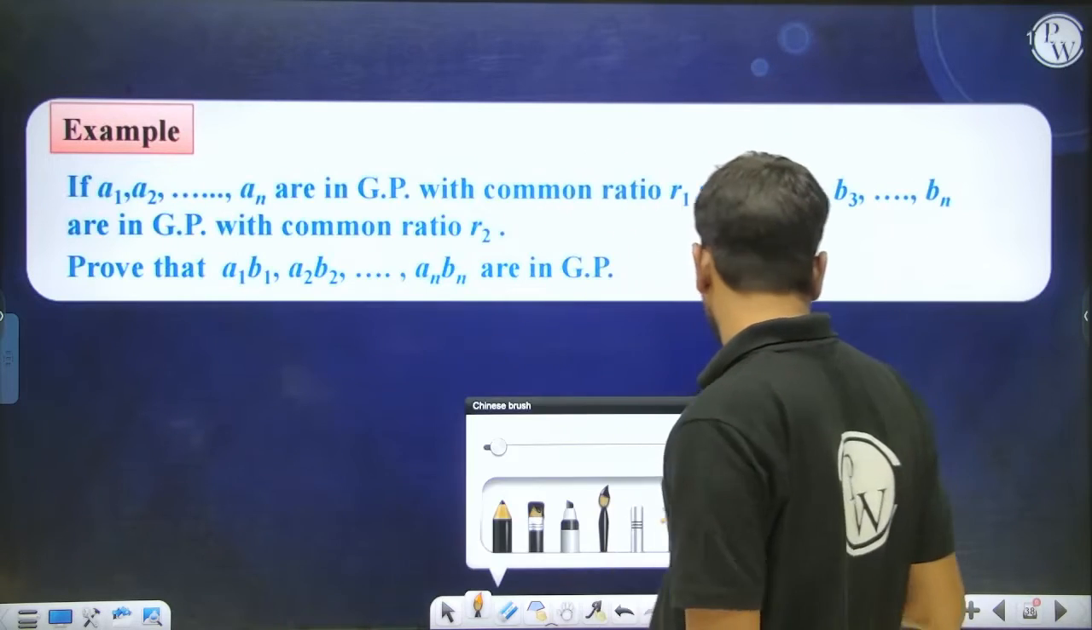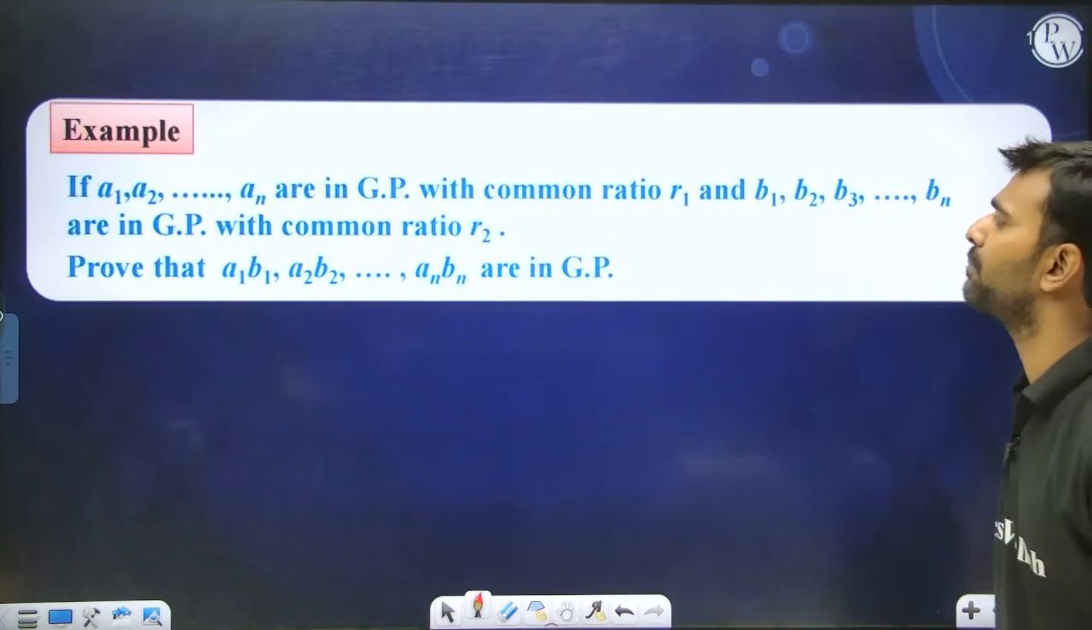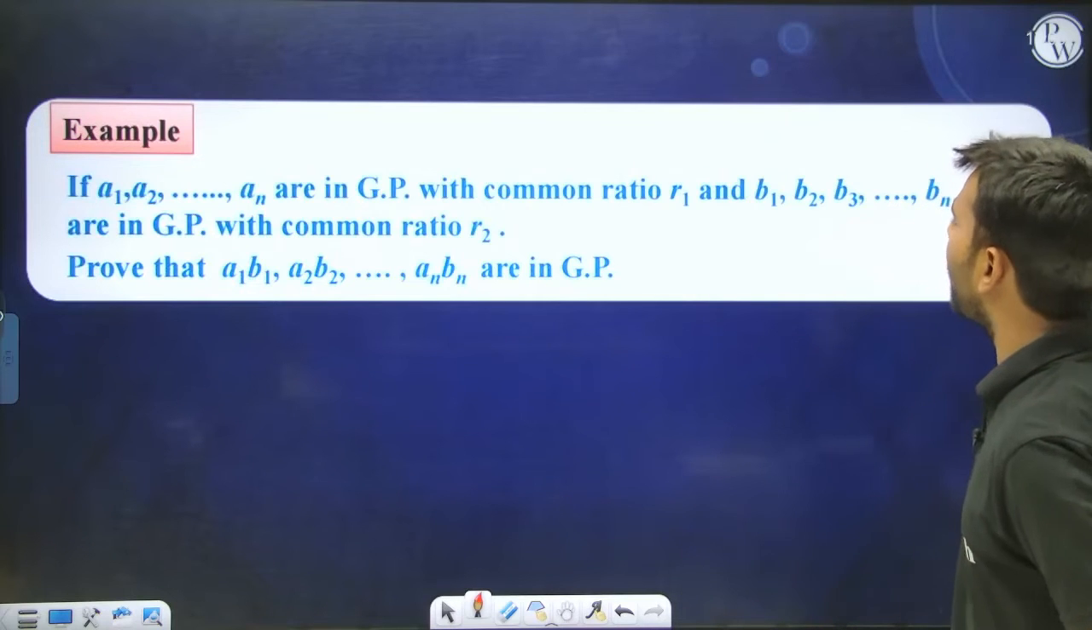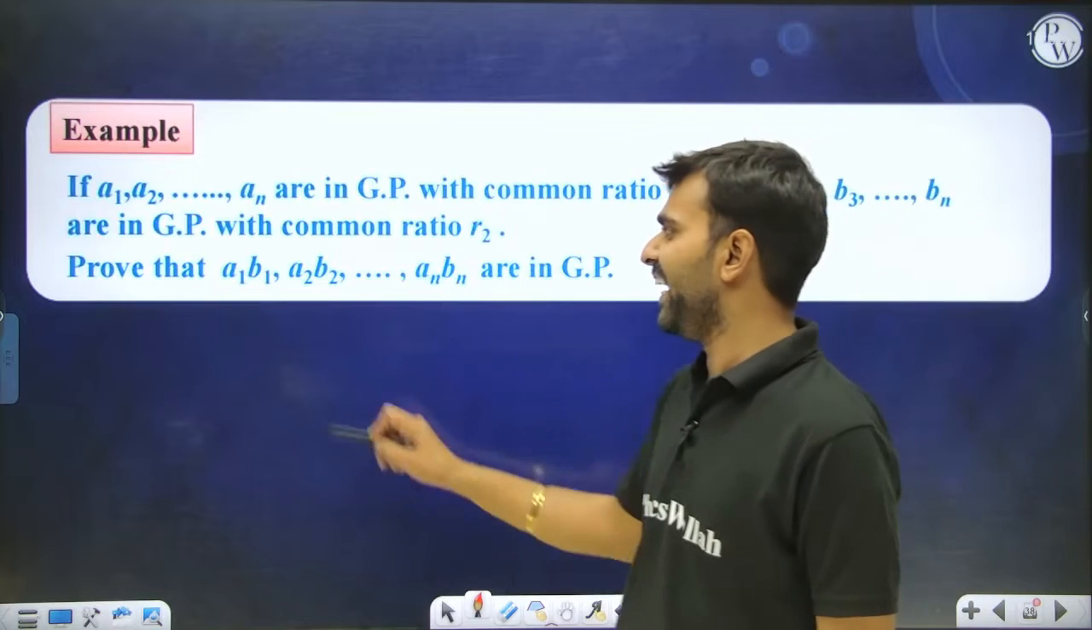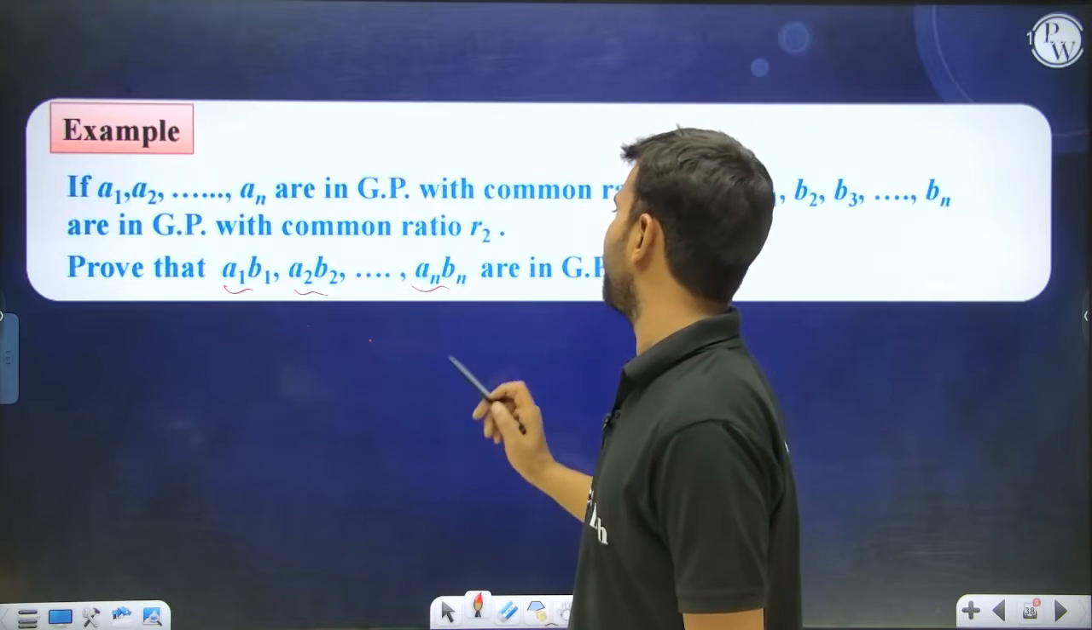Okay, let's talk about this. If A1, A2, A3 are a few numbers given to me in a GP with common ratio R1, and B1, B2, B3 are a few terms given to me in a GP with common ratio R2, then A1B1, A2B2, up to AnBn are also in GP.